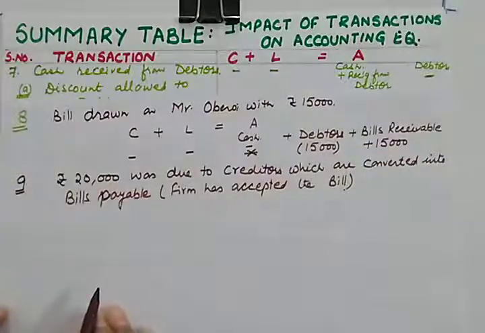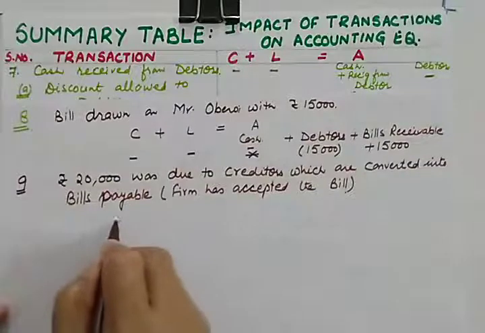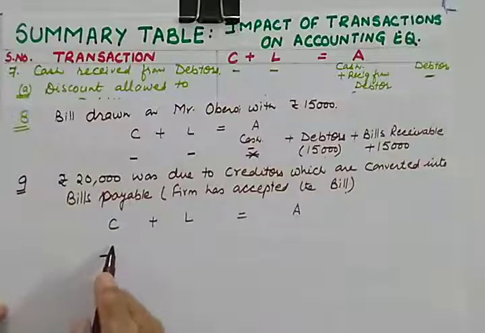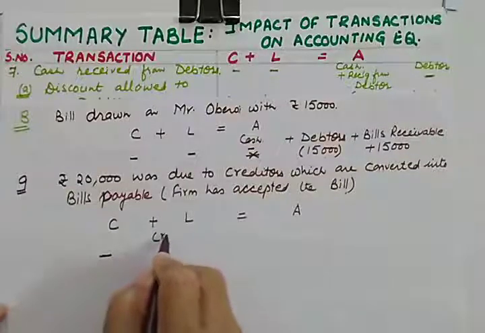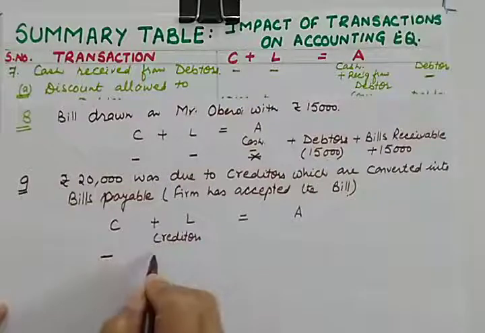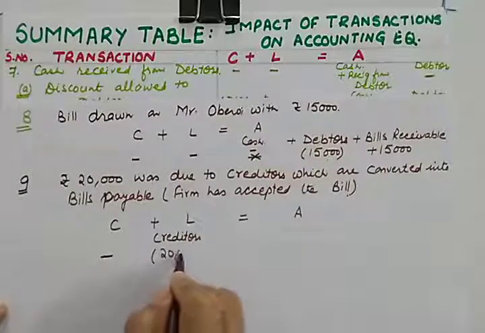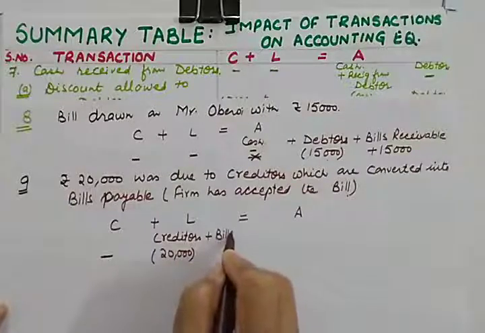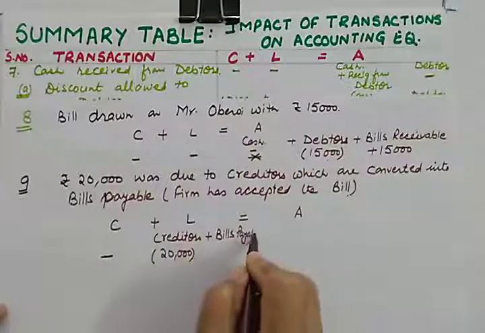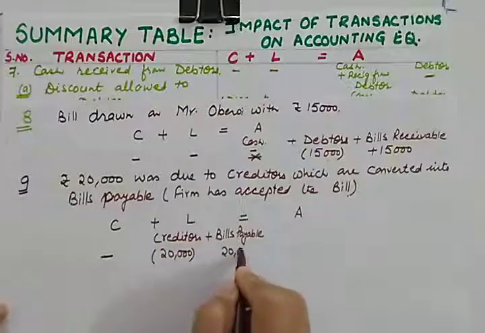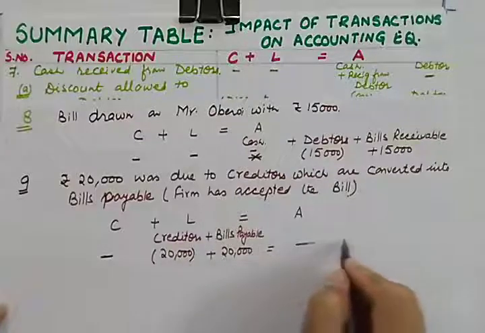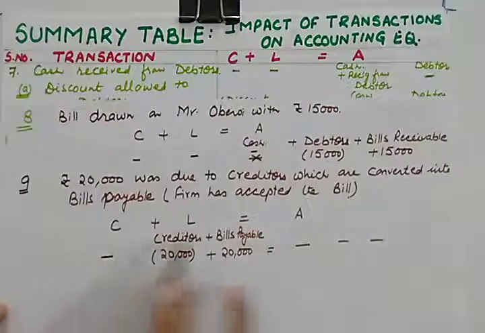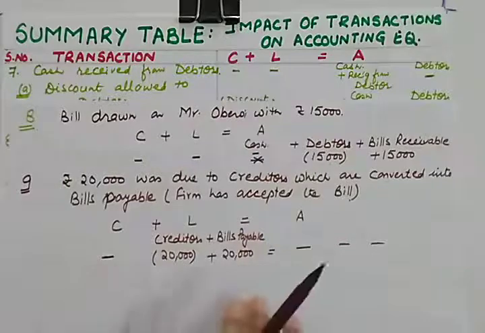So what will happen in this case when the firm has accepted the bill? So C plus L is equal to A. No change in C because this is our capital, and liabilities, creditor are already there. So you will reduce your creditor by 20,000 because you are converting your creditor into bills payable. So a new item will be added. What is the name of this new item? Bills payable, 20,000 will be added, and no change on the asset side of the accounting equation. So I hope this is also clear to you how to deal with this.